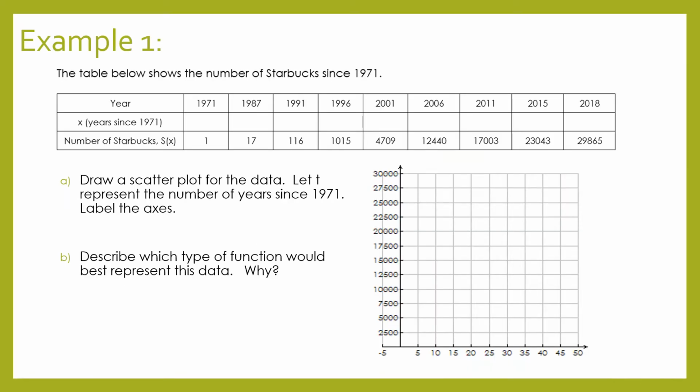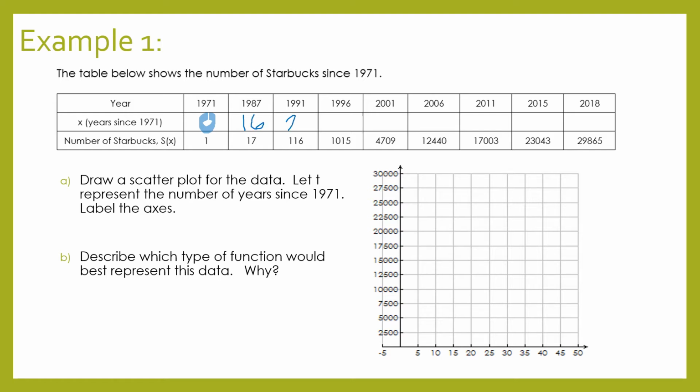For our first example, we are looking at the number of Starbucks that have been around since 1971. Anytime you have years, you really want to take that first year and make that your year 0. Because what you don't want to try to do is graph 1971 along the x-axis. So we're going to call 1971 year 0. And then we're going to find the years since 1971. So 1987 is 16 years away from 1971.